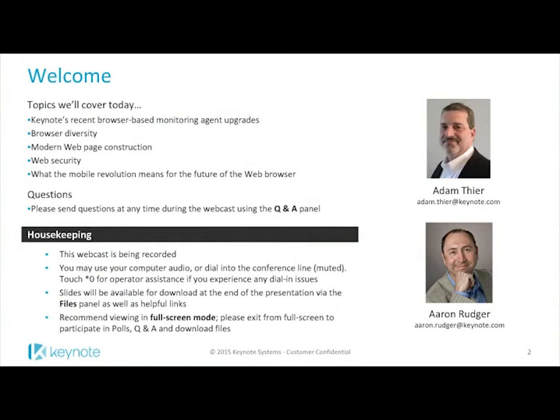First off, thank you very much for joining us. This is going to be a great discussion. We're going to talk about Keynote's recent browser-based monitoring agent upgrades, in the context of the overall market and technology surrounding web browsers. We're not just going to focus narrowly on the web browser experience on the desktop, but also be very inclusive about the mobile experience, and the implications for your business being online, delivering channels both desktop and mobile, and all the dynamics, issues and challenges associated with the emerging modernization of the browser technology and market space.